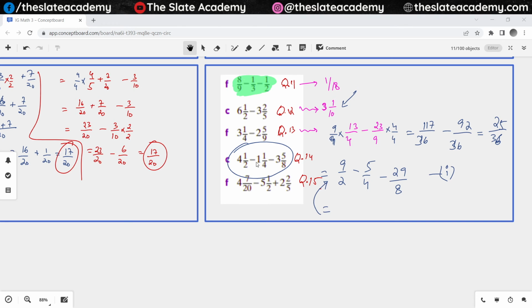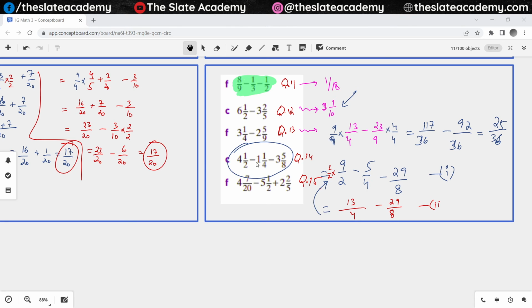What I would do is I'd multiply and divide the first fraction with 2 so that its denominator becomes 4. So it becomes 18 by 4 minus 5 by 4. And since the denominator is the same for both of them, it would be 4, and 18 minus 5 would be 13 by 4. And this one would be 29 by 8. It stays as it is. Any confusion in step number 2?